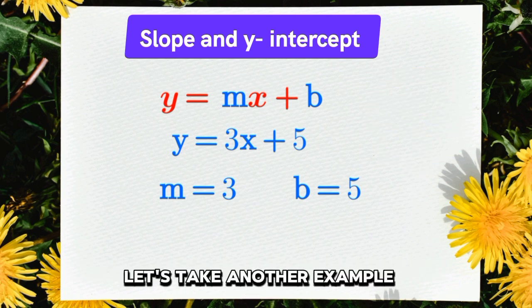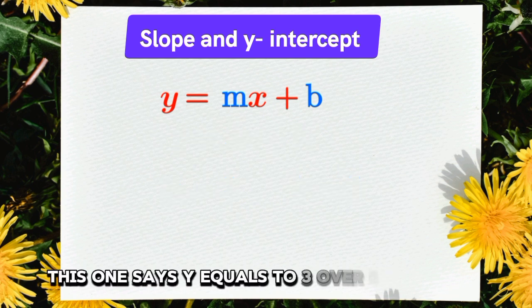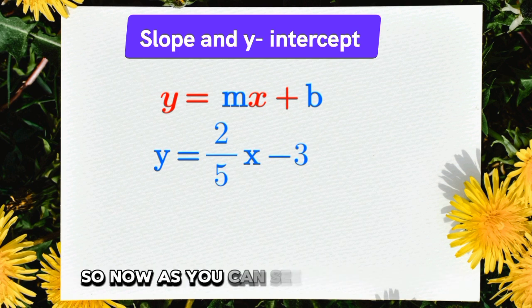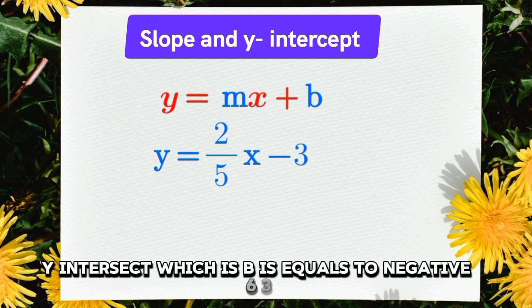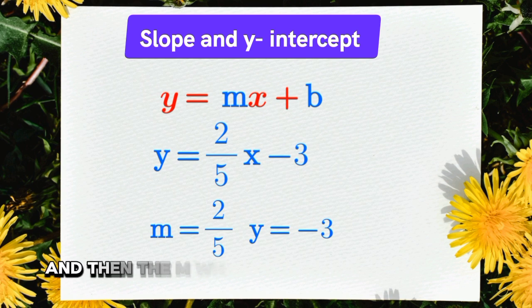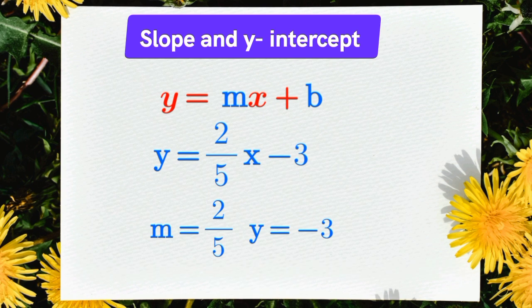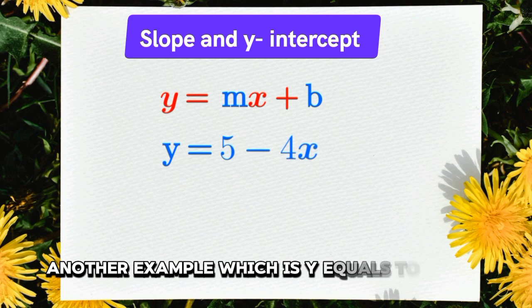Let's take another example. This one says y equals 3 over 5x minus 3. So now, as you can see, the y-intercept, which is b, is equal to negative 3. And then m, which is the slope, is equal to 3 over 5. Another example, which is y equals 5 minus 4x.